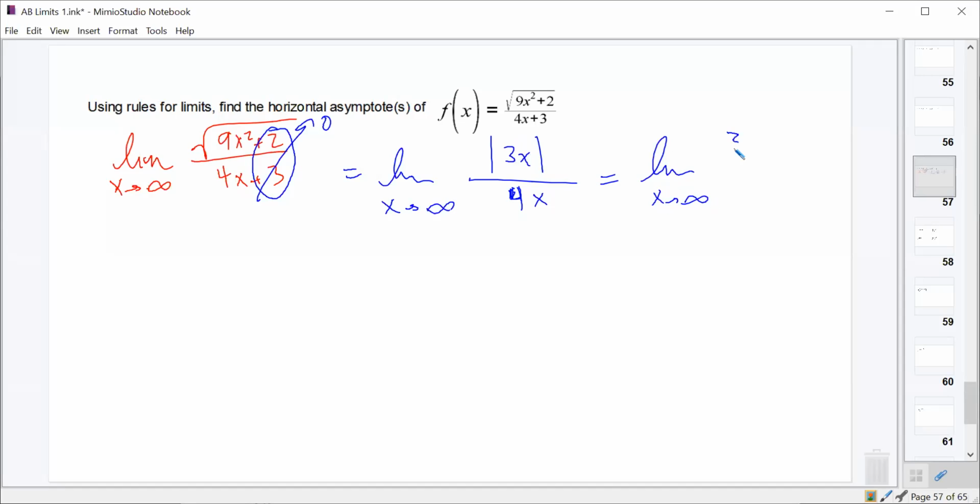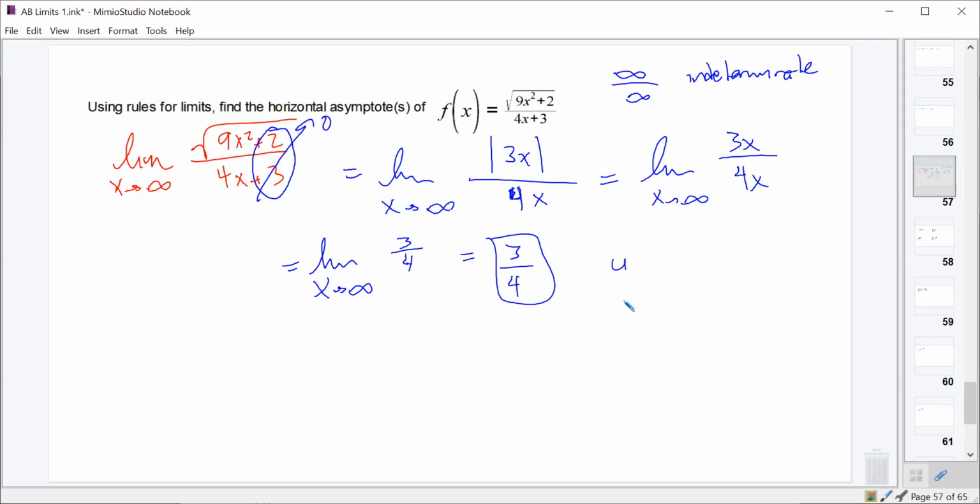So the limit as x approaches infinity of 3x over 4x. We'll note that when we plug in the infinity, what do we get there? We get infinity over infinity. Infinity over infinity, just like 0 over 0, is indeterminate, which means we got to do some extra work, which just means we're going to cancel out the x's and get the limit as x approaches infinity of 3/4. And what is that limit? 3/4. The limit of a constant is a constant. So we have a horizontal asymptote of y equals 3/4.